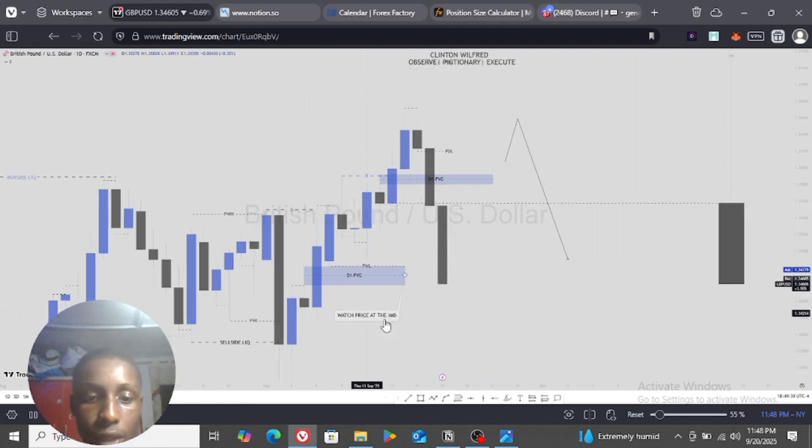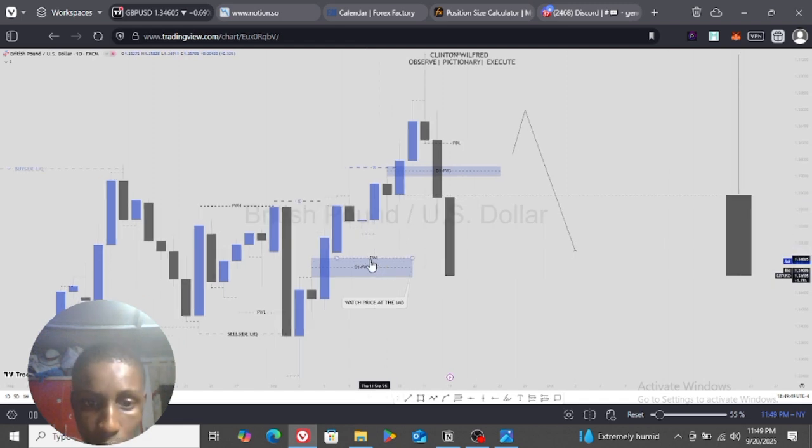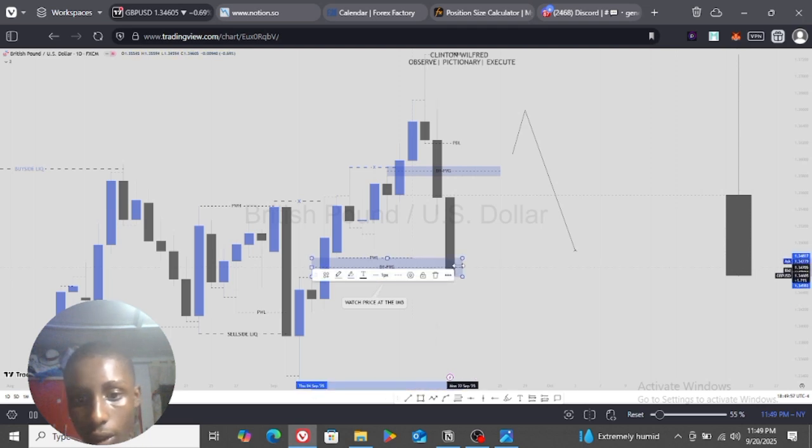So I was pointing out, if you look at my weekly outlook, you can see watch price at this imbalance. We just took our previous weekly lows, and we ran inside this daily FVG. So we're watching price at this level. I'm expecting upward movement, but see what I have for next week.